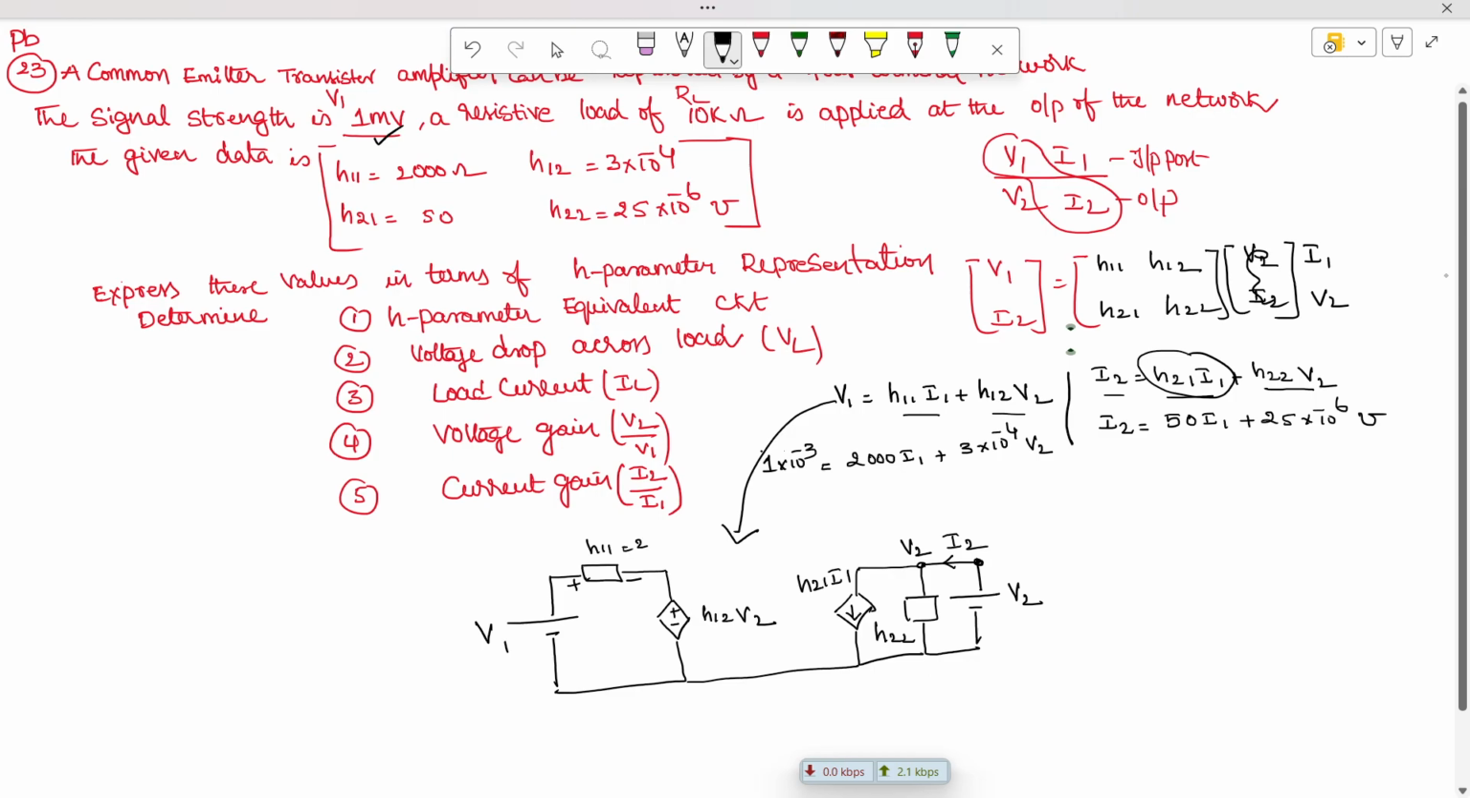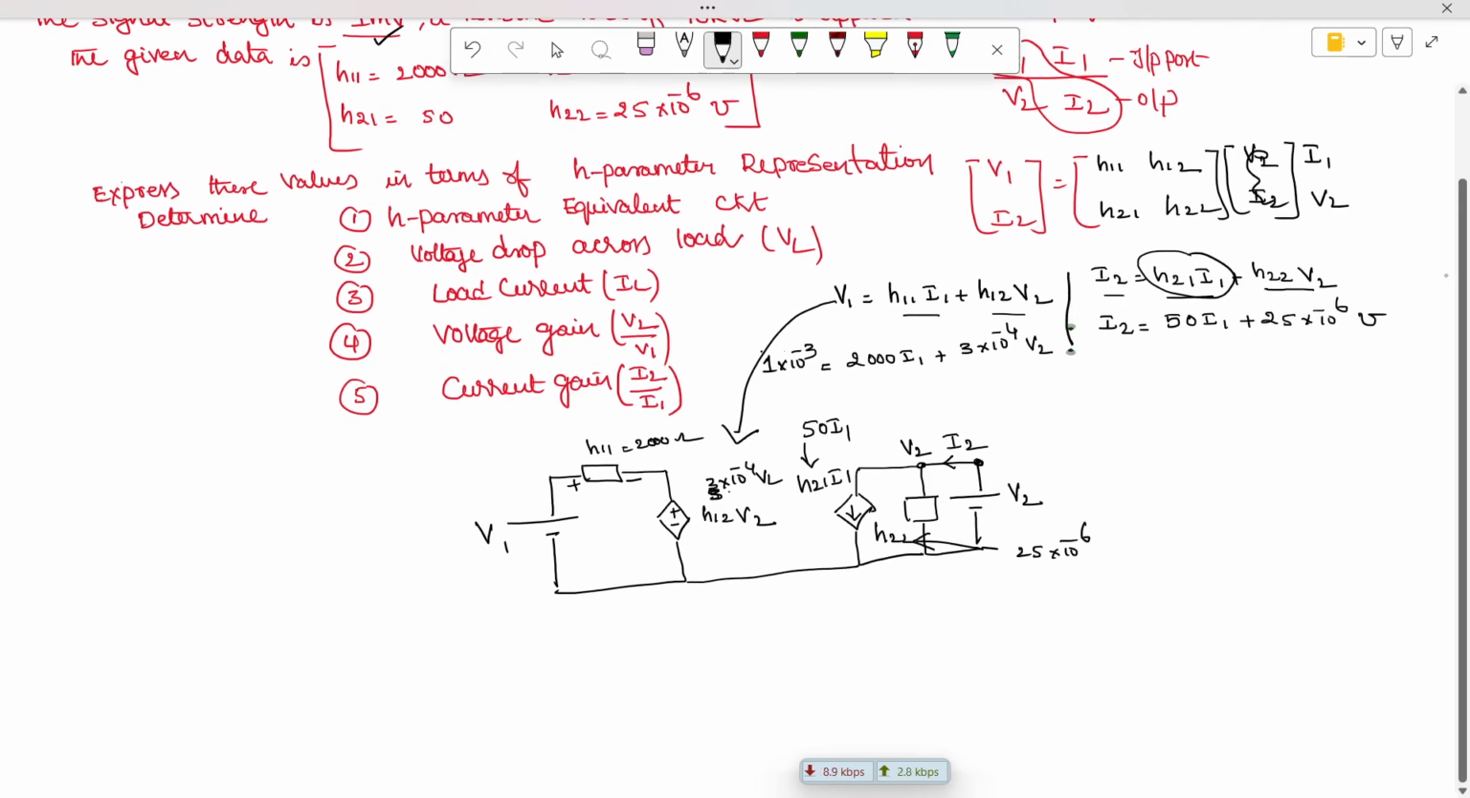So this is 2000 ohms. H12 is 3 into 10 to the power minus 4 V2. H22 is 25 into 10 to the power minus 6. What is this H21? This is 50 into I1. That's how we have to write down. So now we need to express this value. Okay. So how to write down the current I2?